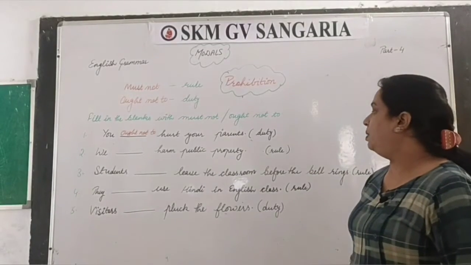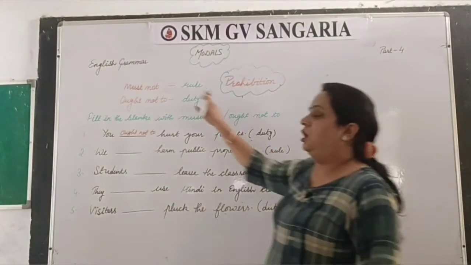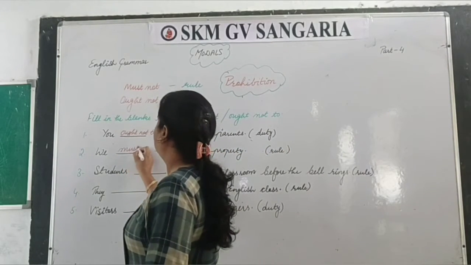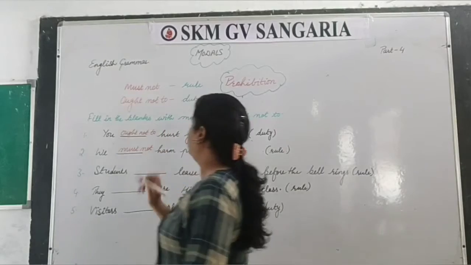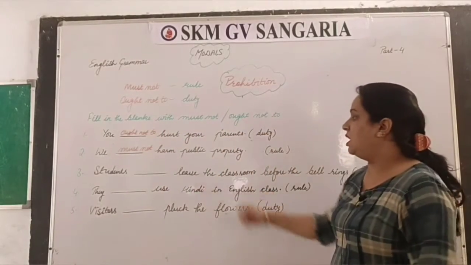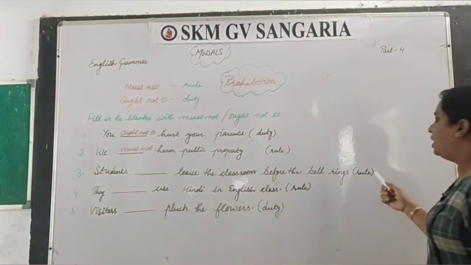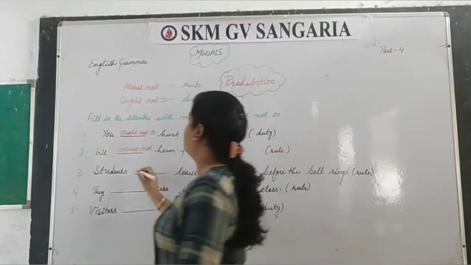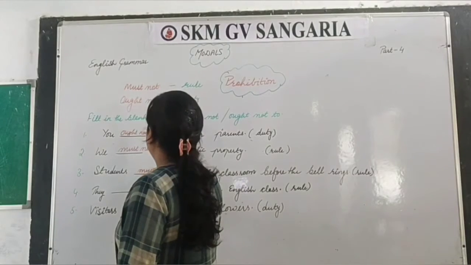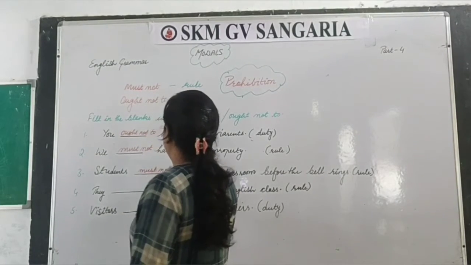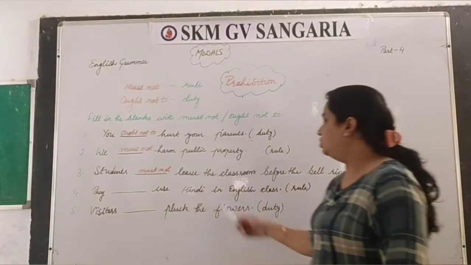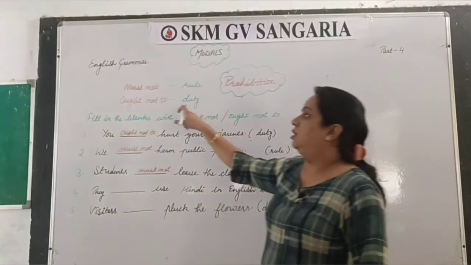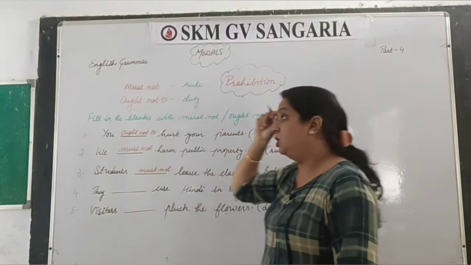We dash harm public property, it's a rule, and for rule what you have to do? Must not. So must not. Next is students dash leave the classroom before the bell rings. It's again a rule, and for rule what you have to do? Must not. Next is they dash use Hindi in English class. It's a rule, and what you will do? Must not.